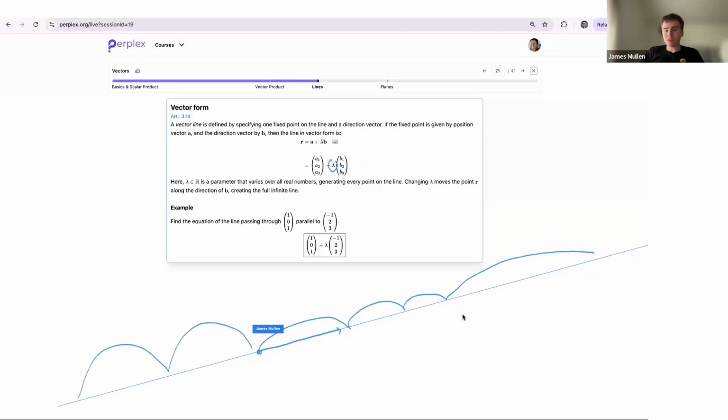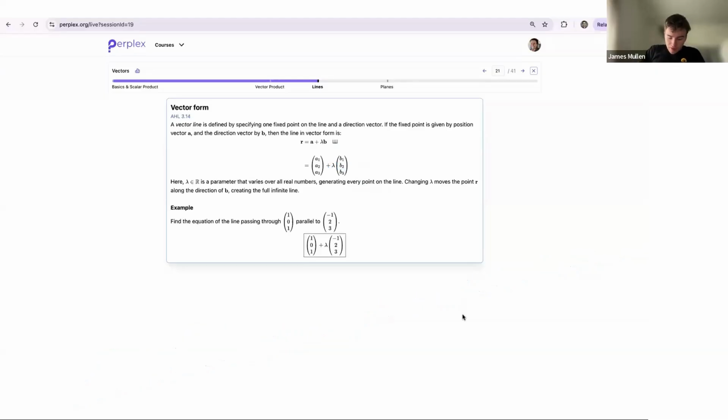Just by adding multiples of the direction vector. So that's what that equation is telling me. So here's an example. Let's find the equation of the line passing through (1, 0, 1) that's parallel to (-1, 2, 3). It's very simple. I take the point (1, 0, 1), and I add any multiple, lambda, of (-1, 2, 3), and that is my equation. All right, so the equations themselves are not too difficult. It's what we do with them that's going to be a little bit trickier.